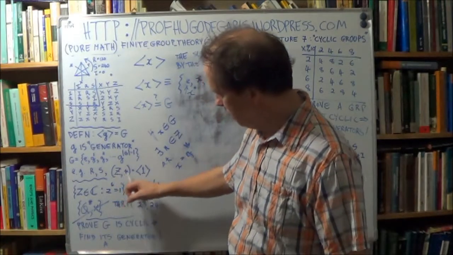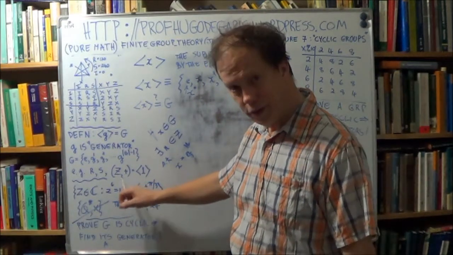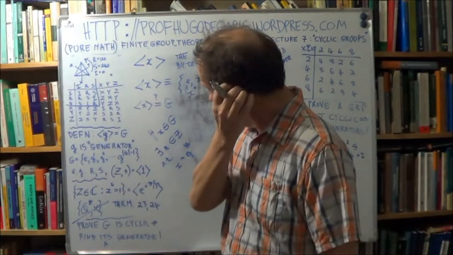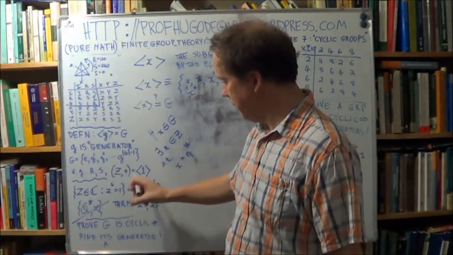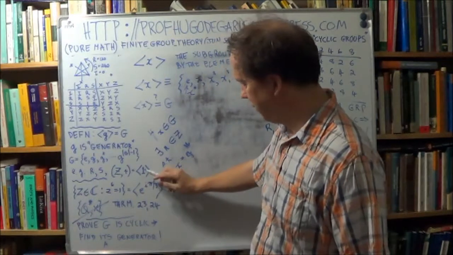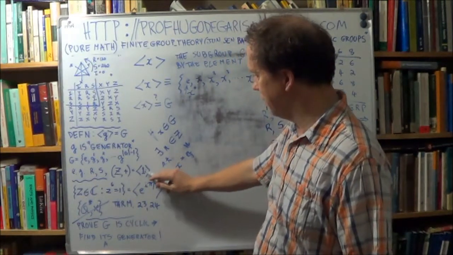Integers, Z, binary operator plus, that's a group. Okay. Now, is it a cyclic group? And the answer is yes, and in fact the generator is 1.